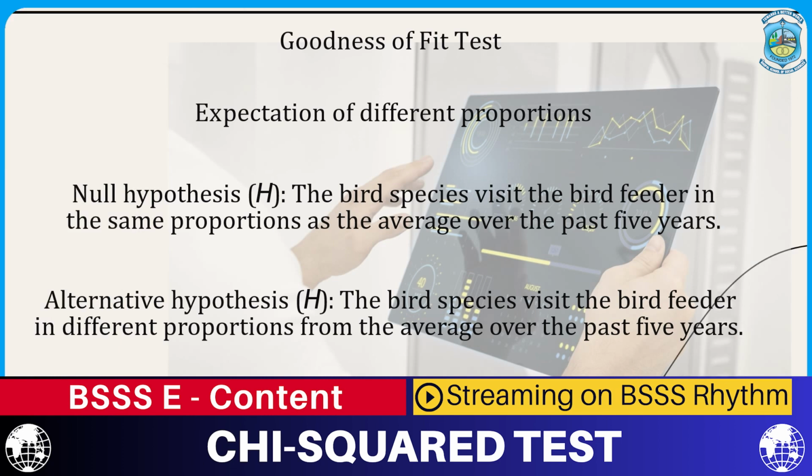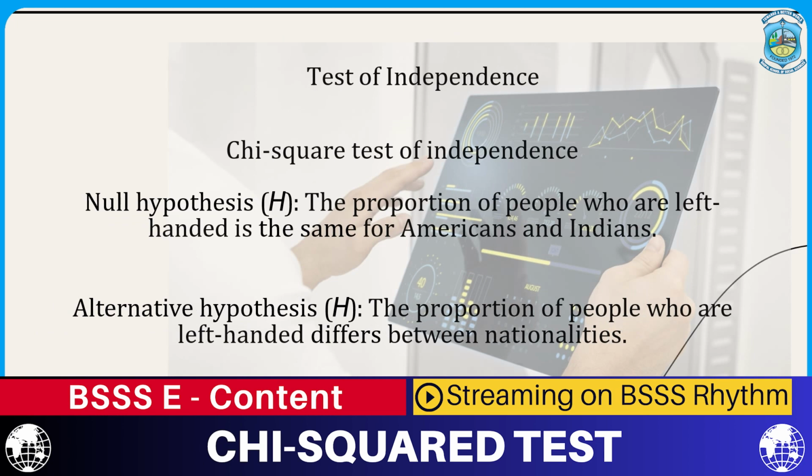There is one more category under the goodness of fit test, that would be expectation of different proportions. In such a case, the null hypothesis would be that the bird species visit the bird feeder in the same proportions as the average over the past 5 years. So, we are comparing a population parameter with the characteristic of the sample population that we have. The alternative hypothesis would be that the bird species visit the bird feeder in different proportions from the average over the past 5 years.